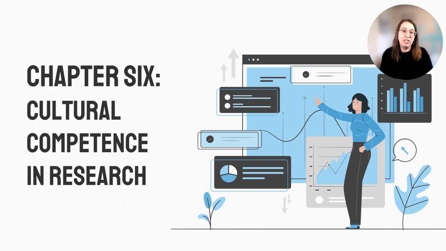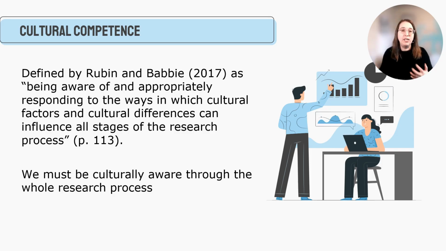Chapter 6 really looks at cultural competence through the research lens. What does it actually look like in all of the steps of the research process? Rubin and Babbie talk about cultural competence in relationship to the research process in this chapter.